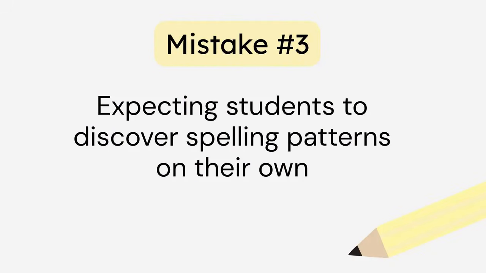Mistake number 3 is expecting students to discover spelling patterns on their own. This is exactly what I did as a balanced literacy teacher. I would give students words to cut apart and sort. I asked them to figure out why we would sort the words in a particular way. And once I approved their columns, they would glue the words into their composition notebooks.